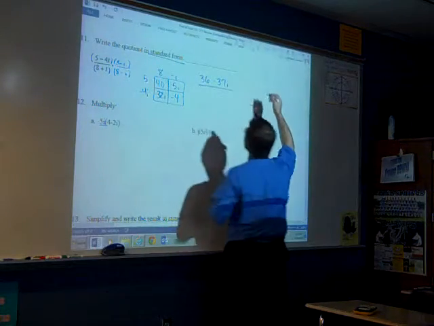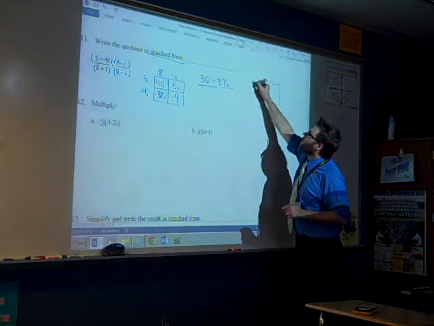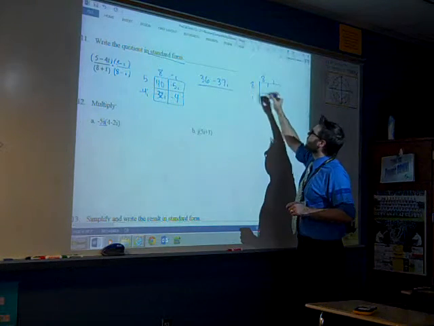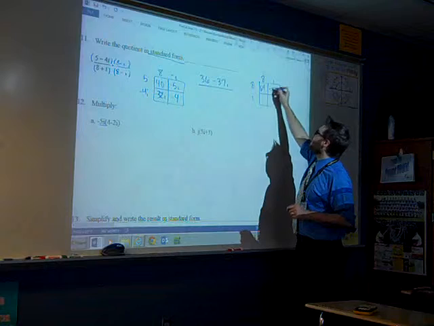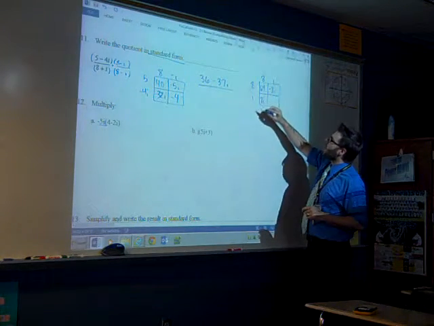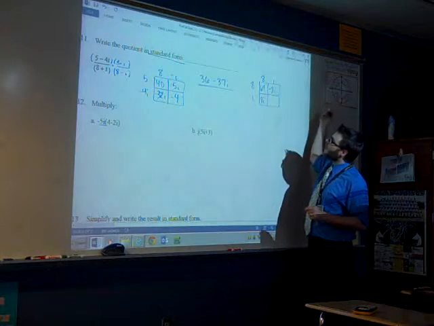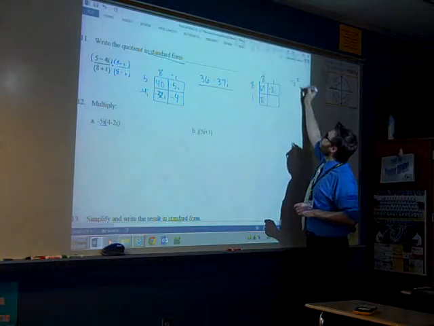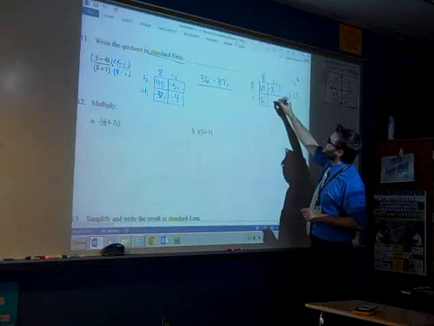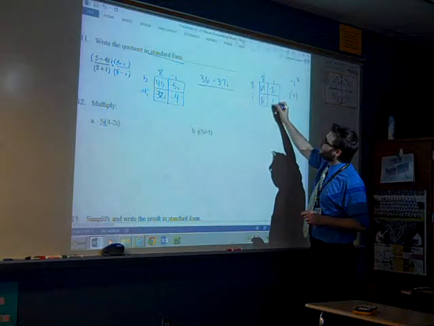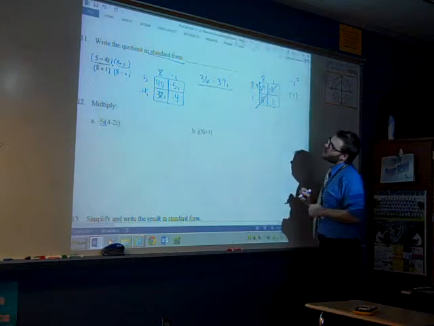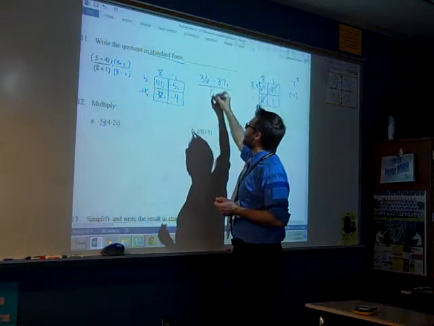Let's check and see that that's true using box method. 8 plus i, 8 minus i. 8 times 8, 64. 8 times negative i, negative 8i. 8 times i, positive 8i. Negative i times i is negative i squared. But negative i squared is the same as saying negative of negative 1, which is just 1. These will go away. These will add. 64 plus 1 is 65.